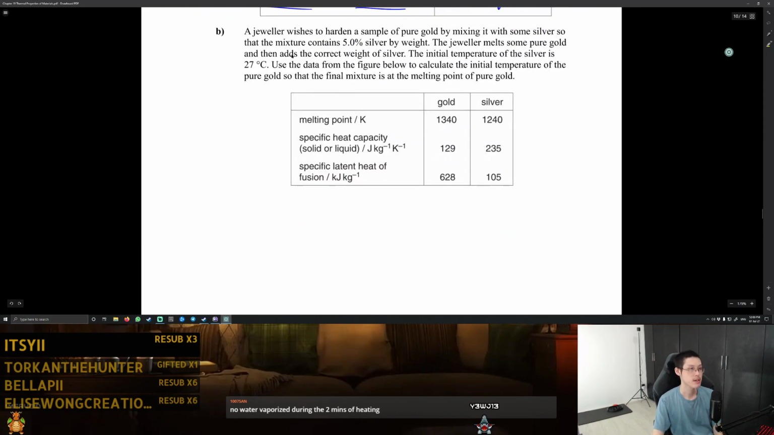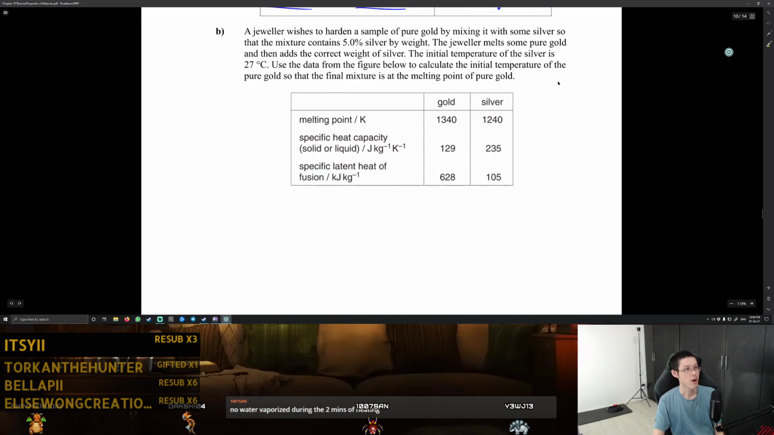You have a jeweler. I think this is probably the hardest question for this chapter. You have a jeweler wishing to harden a sample of pure gold by mixing it with some silver so that the mixture contains 5% of silver by weight. So the final mixture would be 5% silver. The jeweler melts some pure gold and then adds the correct weight of silver. The initial temperature of the silver is 27 degrees Celsius. Use the data from the figure below to calculate the initial temperature of the pure gold so that the final mixture is at the melting point of pure gold.